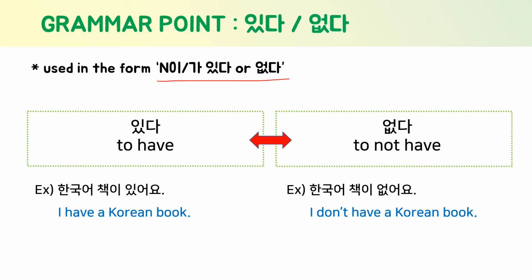For example, I have a Korean book. 한국어 책이 있어요. Korean book 있어요. I have a Korean book. 없어요. To not have. 한국어 책이 없어요. I don't have a Korean book.